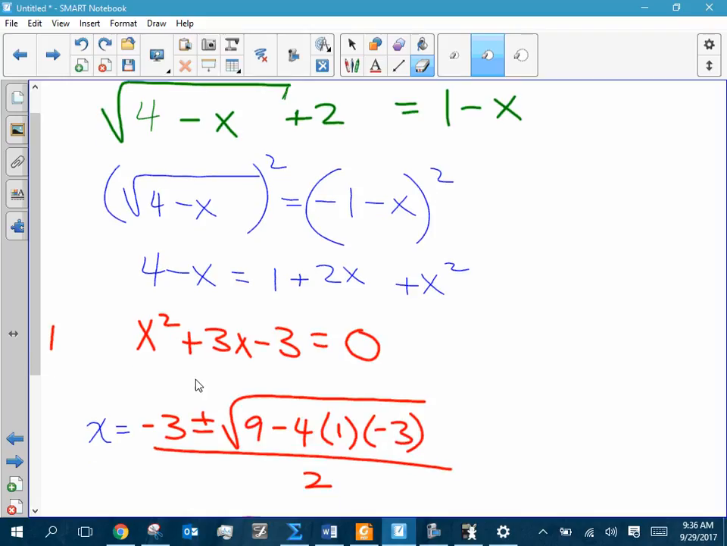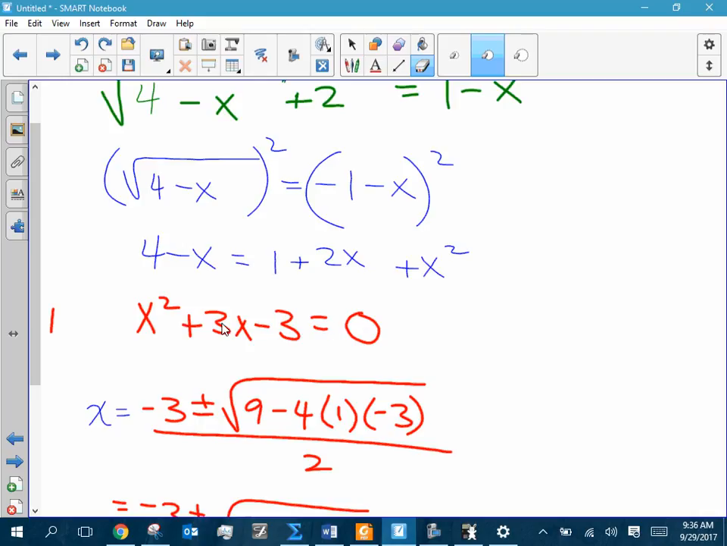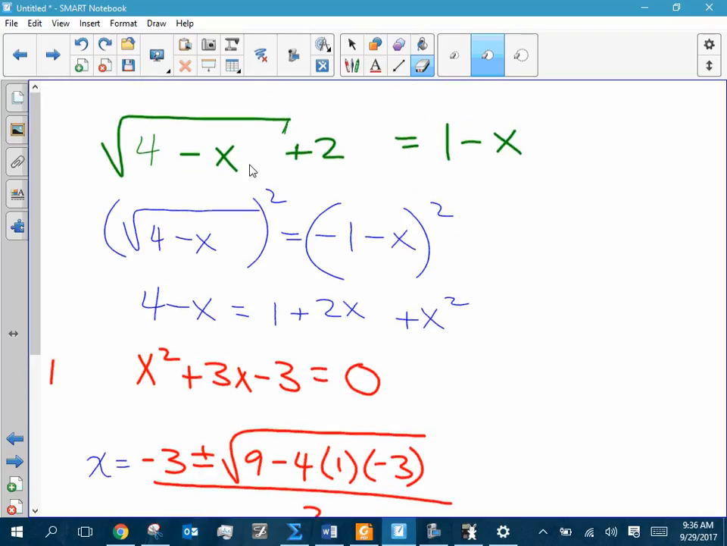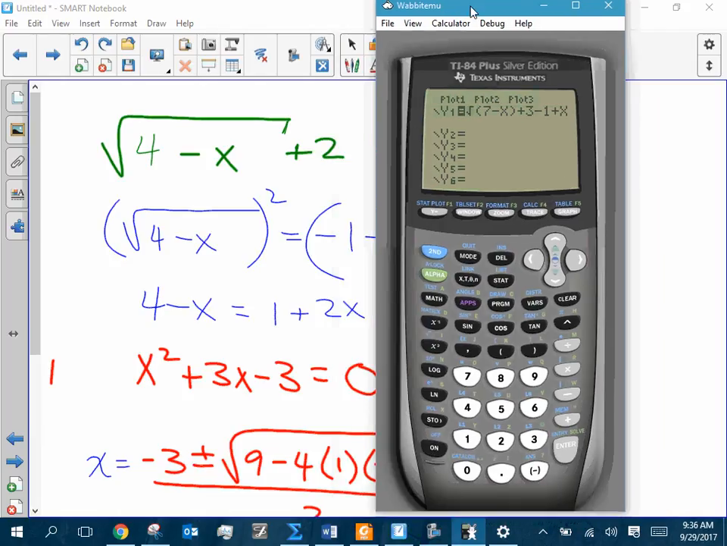What we need to understand is that when we develop this one, all the solutions of the green one are solutions for this red one, but all the solutions for the red one may not be solutions for the green one. So we've got to check these things. And I think the easiest way to check these things is to go y equals.